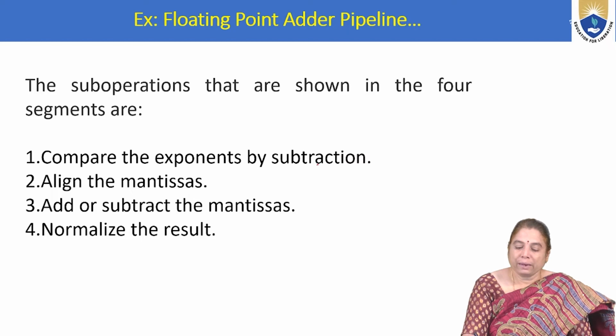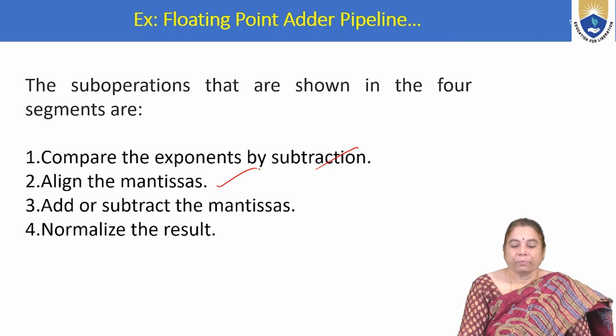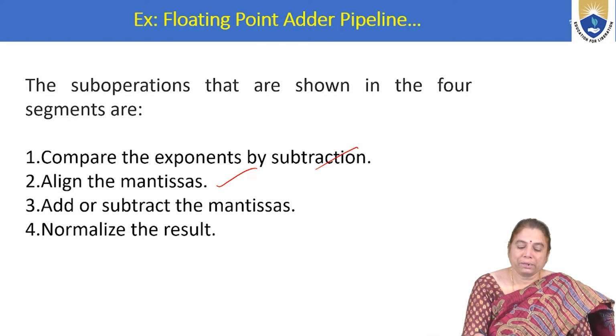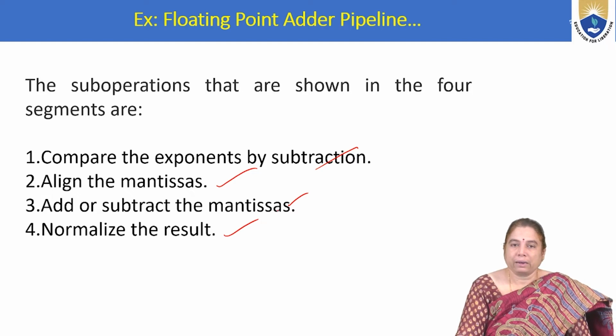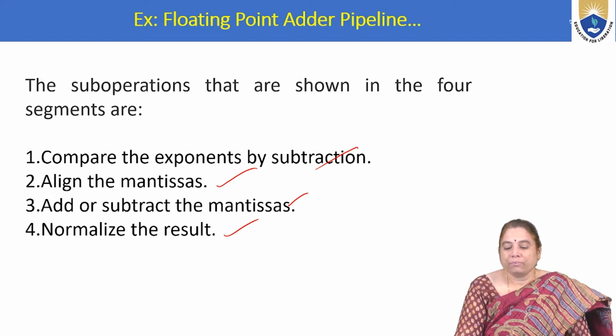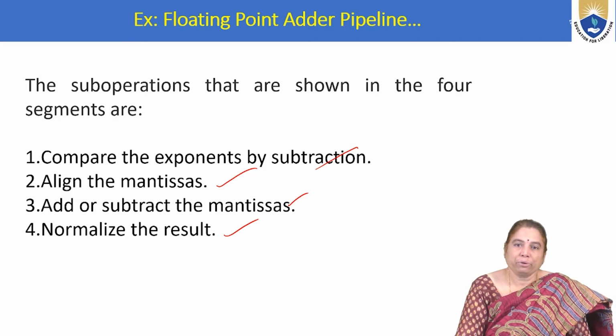The first one is compare the exponents by subtraction. The exponent values can be compared with the help of subtraction. The second is align the mantissas. The third segment carries out the sub operation of add or subtract the mantissas. The fourth operation is normalize the result. So the task of this floating point adder pipeline can be divided into 4 segments. The first segment takes care of the comparison of exponents, the second segment takes care of aligning the mantissas, the third segment is the adding or subtraction of the mantissas, and the last one is normalizing the result.